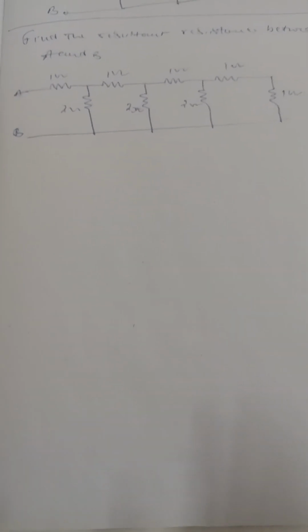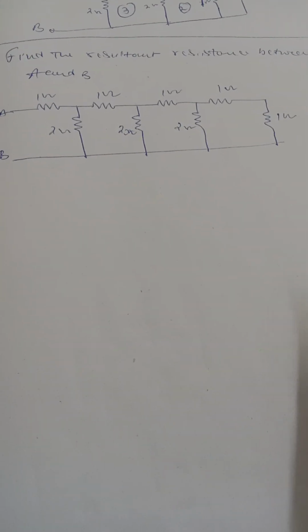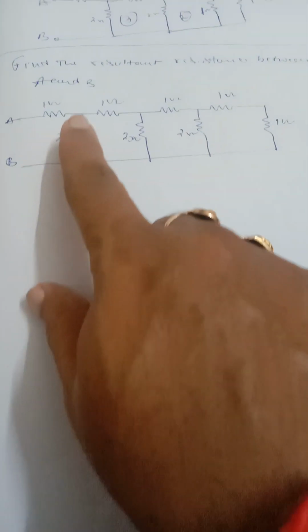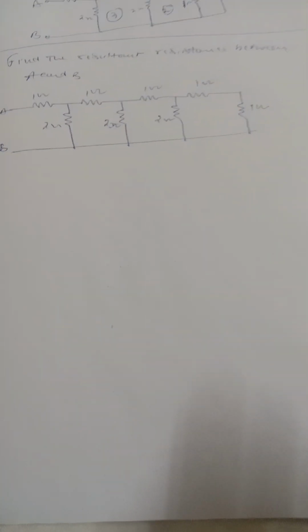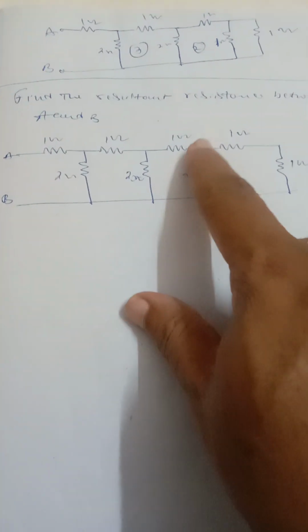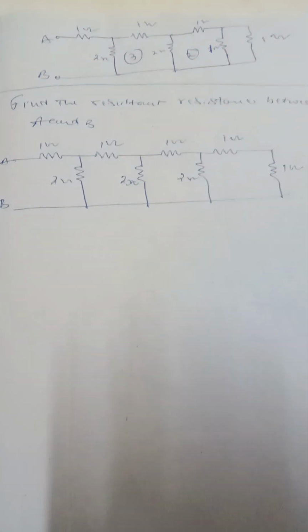Today we will solve two more problems to find out the equivalent resistance. Suppose the problem is like this. Find the equivalent resistance between the points A and B. AB is here. Here it is 1 ohm, 2 ohms, 1 ohm, 2 ohms, 1 ohm, 2 ohms, 1 ohm, 1 ohm.